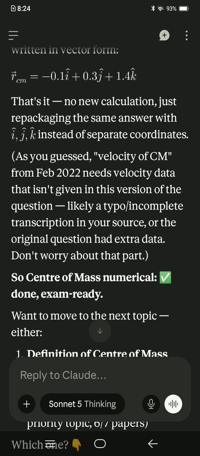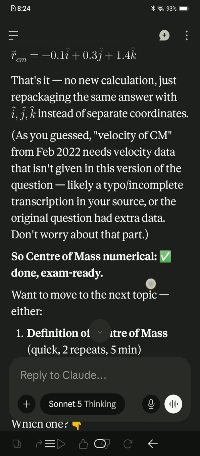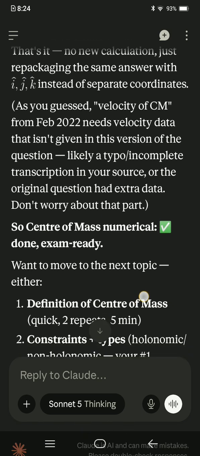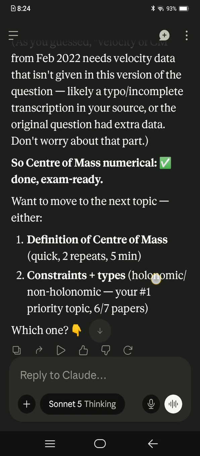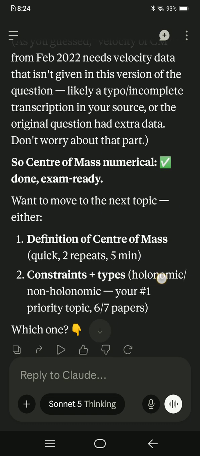As you guessed, velocity of CM from Feb 2022 needs velocity data that isn't given in this version of the question, likely a typo or incomplete transcription in your source. So the original question had extra data. Don't worry about that part. So center of mass numerical done, exam ready.